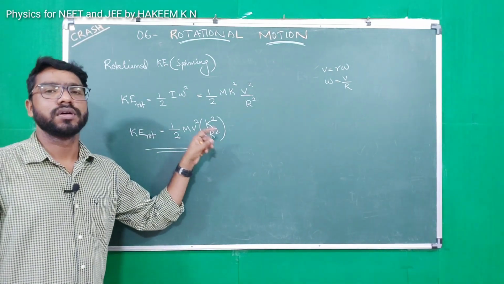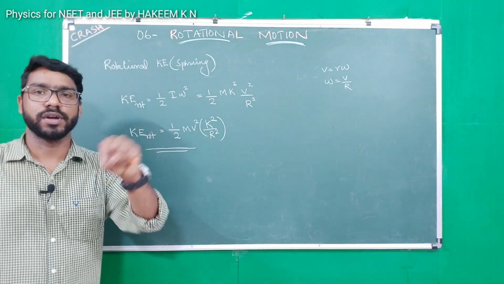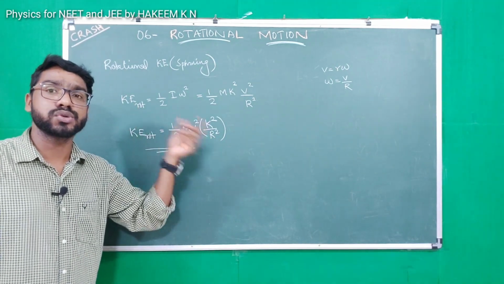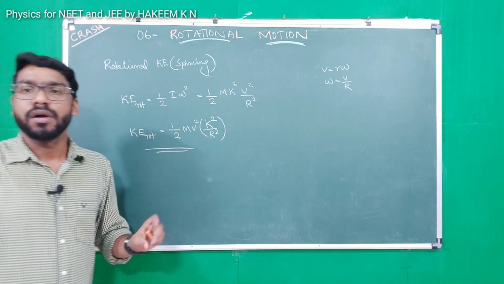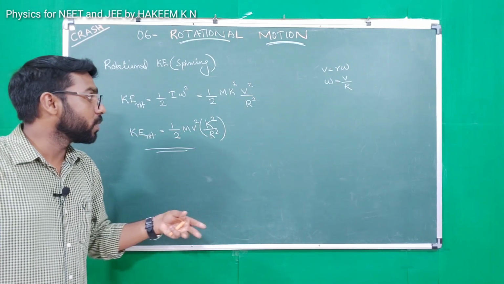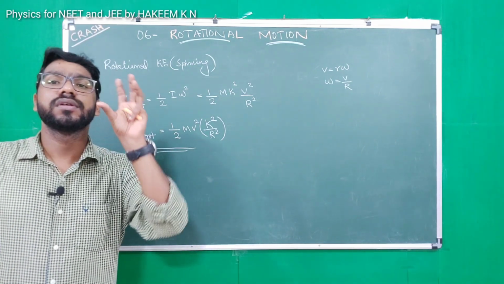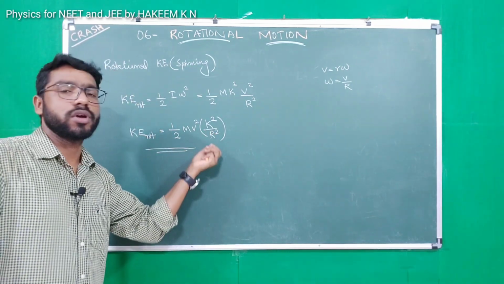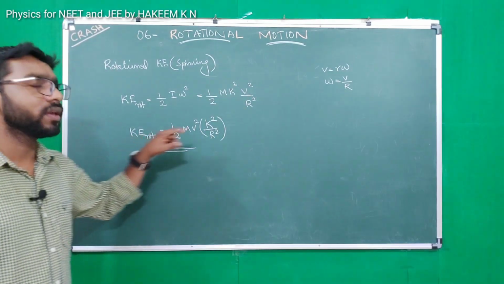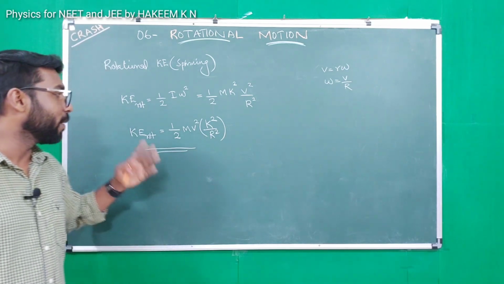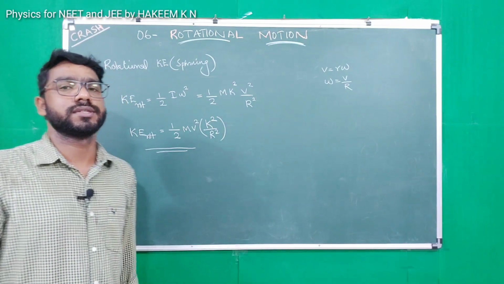For a ring and thin hollow cylinder, k square by r square is 1. For disc and solid cylinder, k square by r square is 1 by 2. For solid sphere, k square by r square is 2 by 5. And for hollow sphere, k square by r square is 2 by 3. That we already discussed. By knowing k square by r square, we can compare kinetic energy of rotation of different spinning bodies.